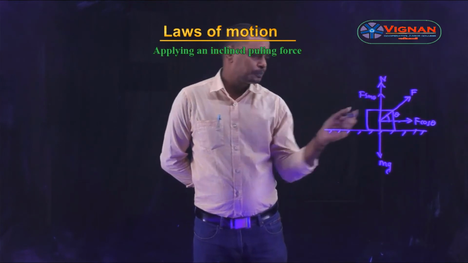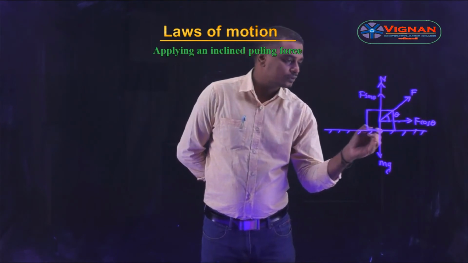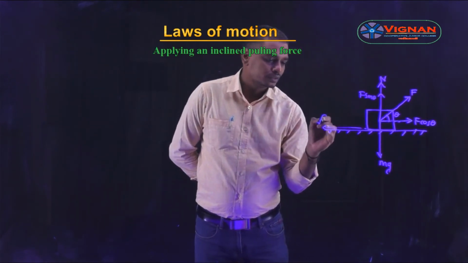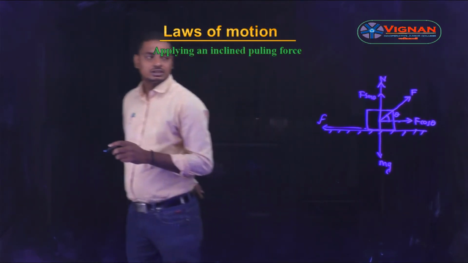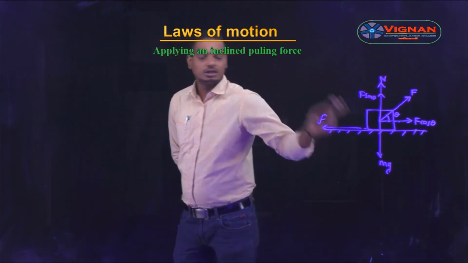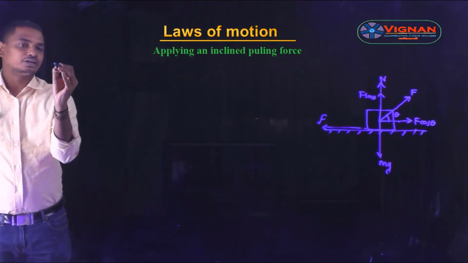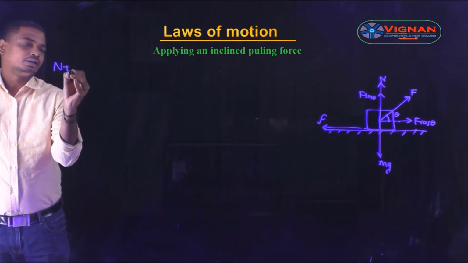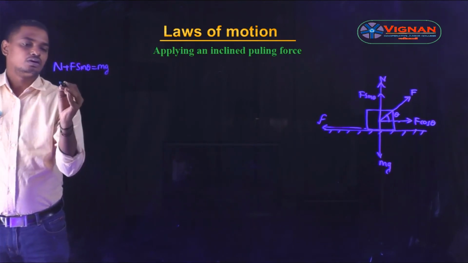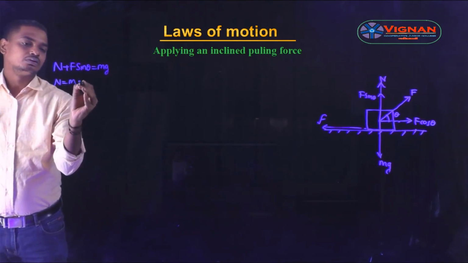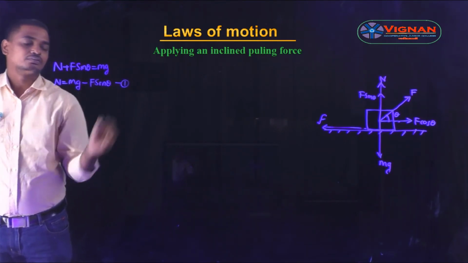So if you are trying to pull a body, there is a frictional force acting on the body which is opposite to the direction of the motion. In this direction it is the frictional force acting on the body. From this we can write the equations along the vertical direction, as there is no motion. Along the vertical direction, N plus F sin theta is equal to mg, or N is equal to mg minus F sin theta. Let it be equation 1.